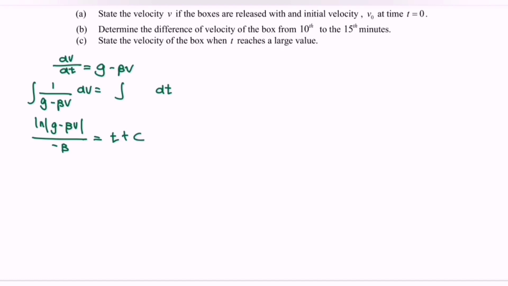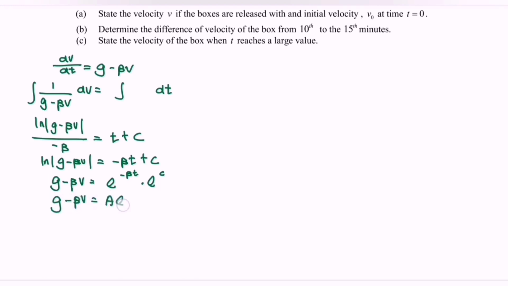Kindly rearrange the situation and then try our best to simplify it. So ln g minus beta v is equal to negative beta t plus c, due to the constant. g minus beta v equals exponent negative beta t times exponent c. Then we have g minus beta v is equal to a multiplied by exponent negative beta t. Rewrite the situation: beta v is equal to g minus a exponent negative beta t. Finally, v is equal to g minus a exponent negative beta t, over beta.